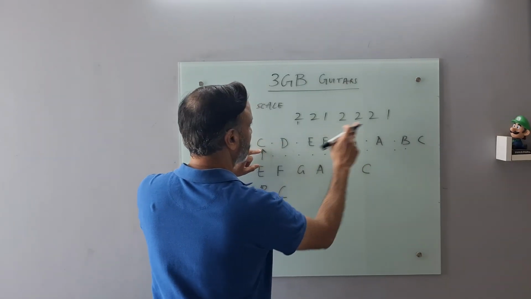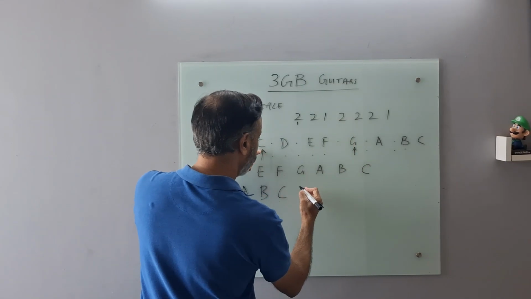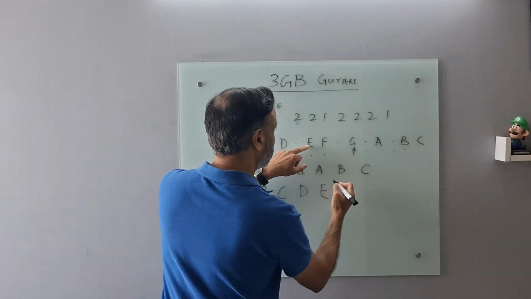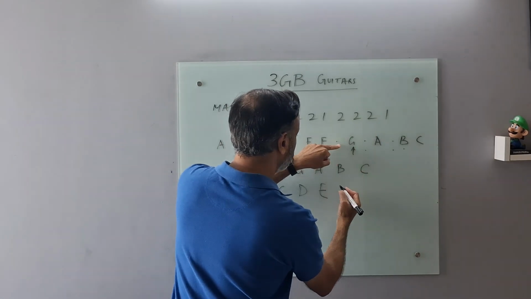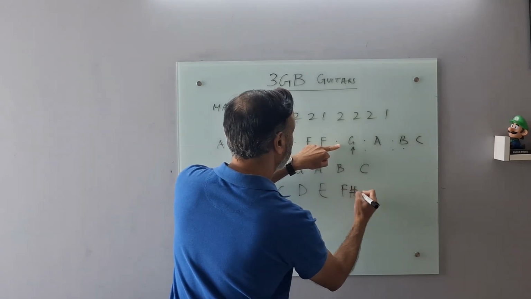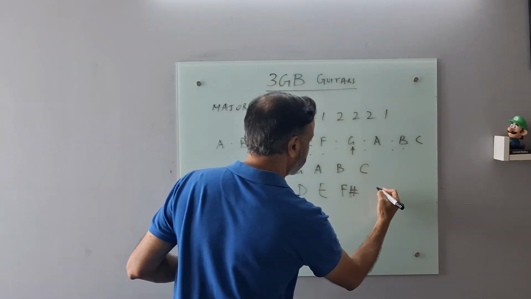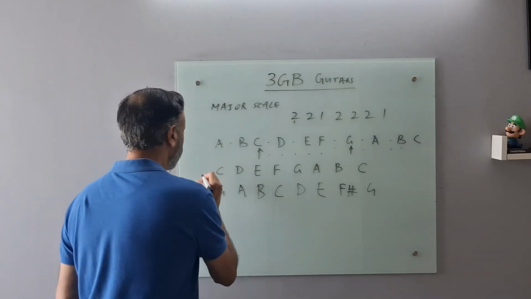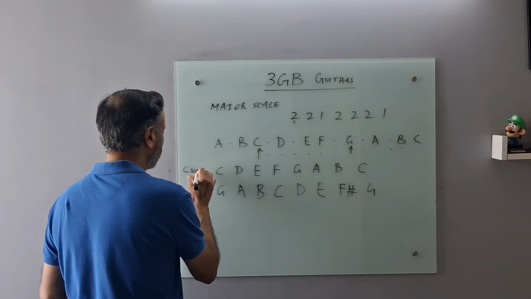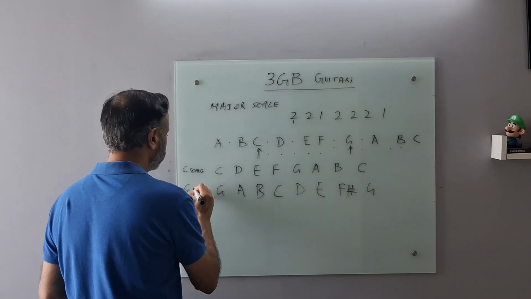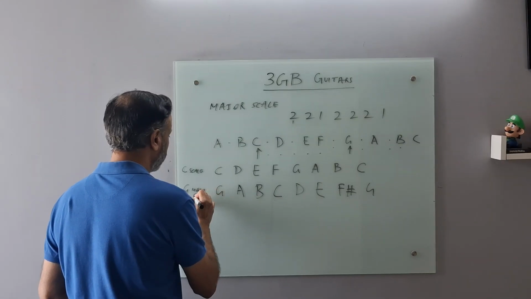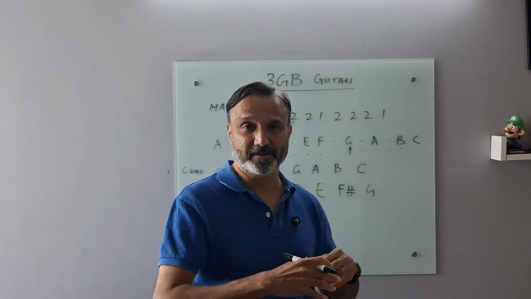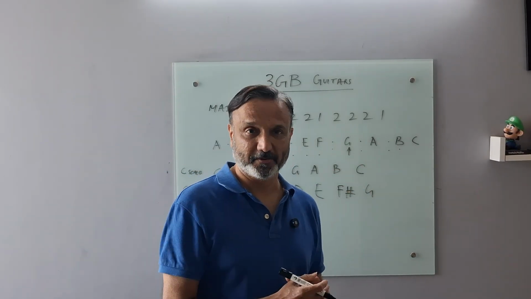Then I come back here. Another two steps, D. Another two steps, E. Another two steps. Now you get the F sharp, this one, and a single step, G. Okay, simple. So you have the C major scale and you have the G major scale. Okay, so I hope this is simple, right? Because this is the foundation of the overall scheme of things.